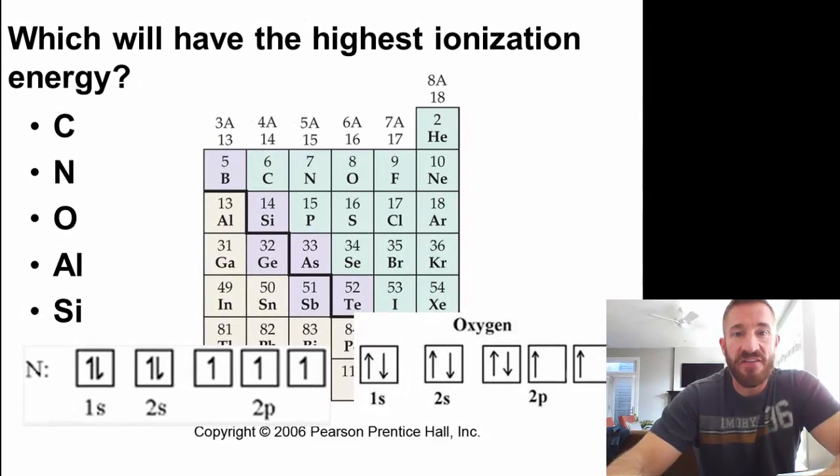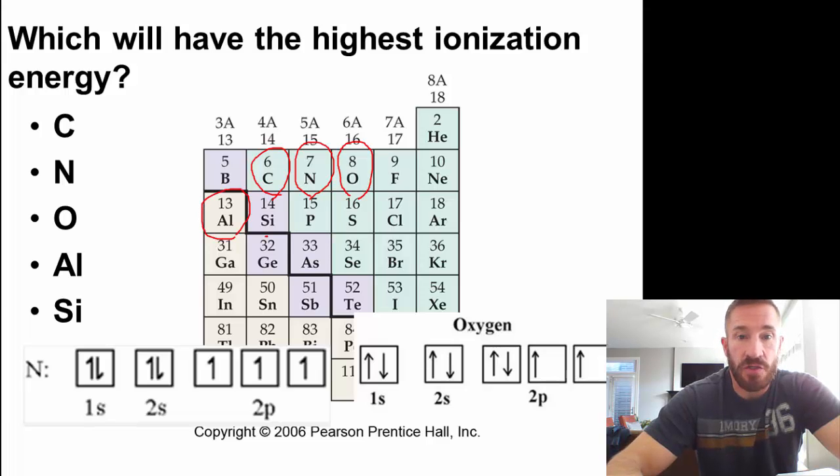So let's look at a question. Which of the following has the highest ionization energy? We're going to look at all these atoms: carbon, nitrogen, oxygen, and then aluminum and silicon.